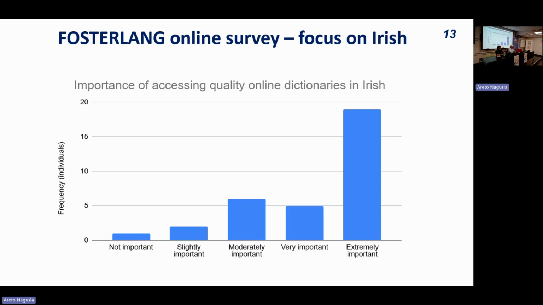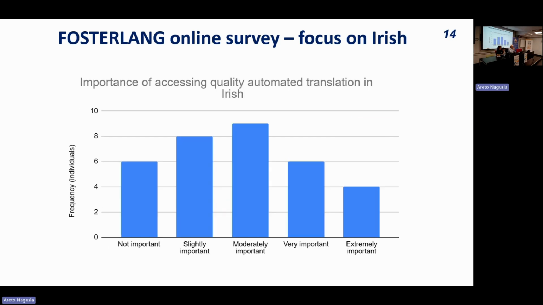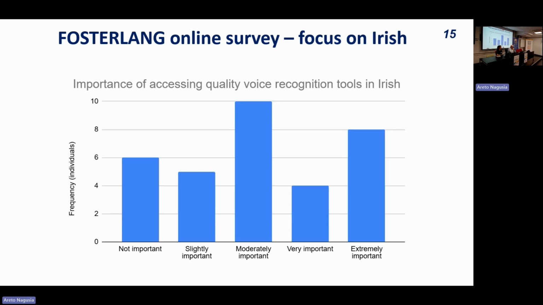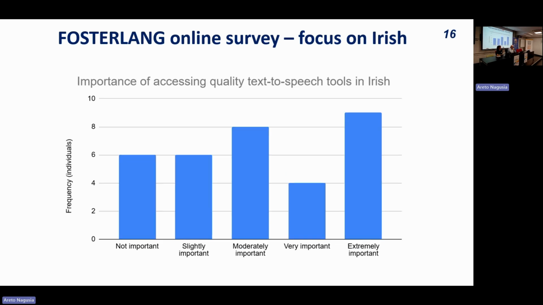After these variables, we asked them for a specific rating of specific tools, such as online dictionaries, text-to-speech, and this type of tools. And I just want to call your attention to online dictionaries, because it seems that there is a polarization, or many participants agree that it's extremely important to access quality online dictionaries. But with the other tools, the opinions are more diverse, as you can see with automated translation, voice recognition, and text-to-speech.